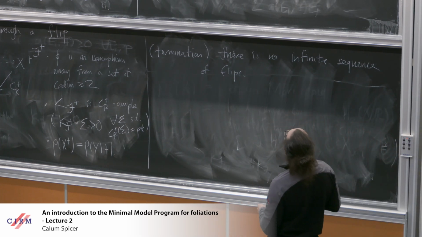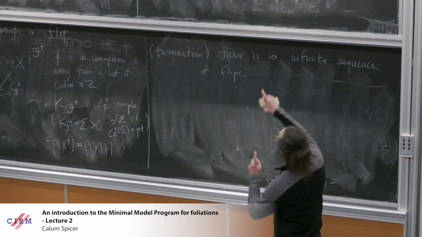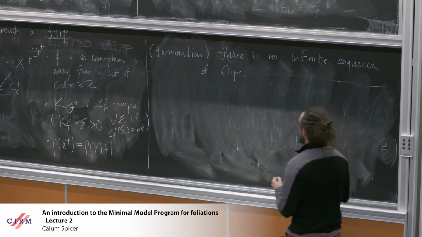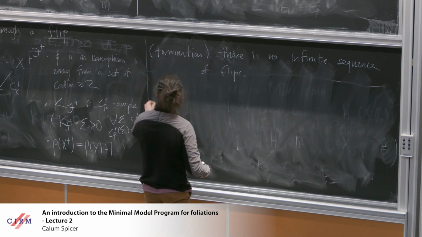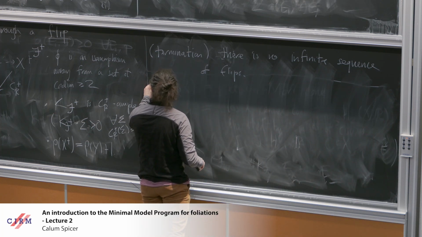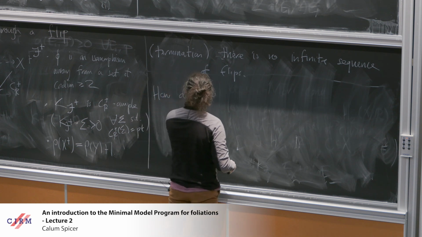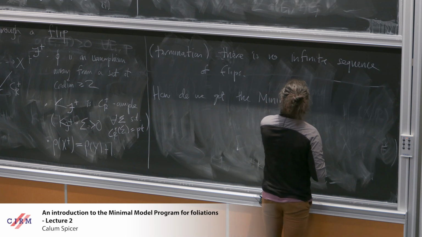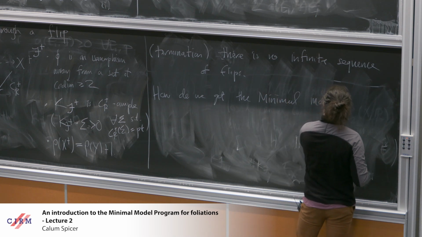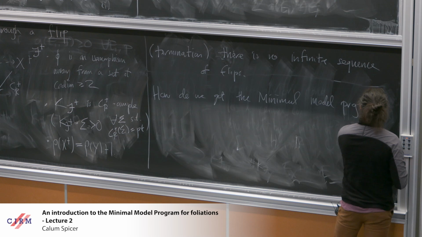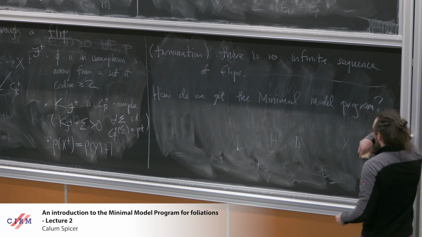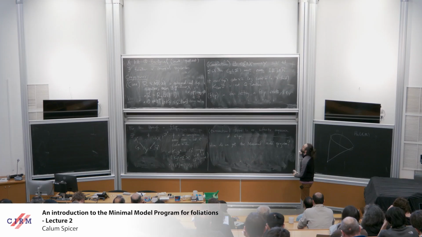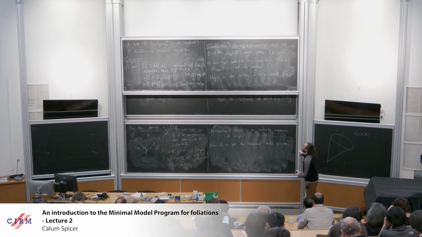So how do these four conjectures come together to prove our goal? We get the minimal model program from this. Okay, so let me bring up these two, and then I'll explain how this works.